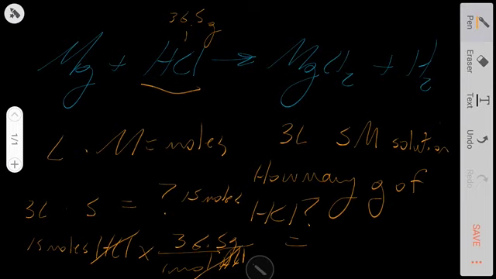So 15 times 36.5 equals, as I get my calculator ready, it equals 547.5. If you round up to 8, that's cool. Grams of HCl. That's how many grams of hydrochloric acid are needed to make 3 liters of a 5 molar solution.